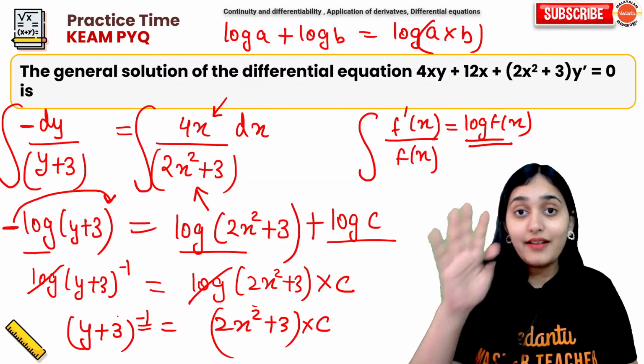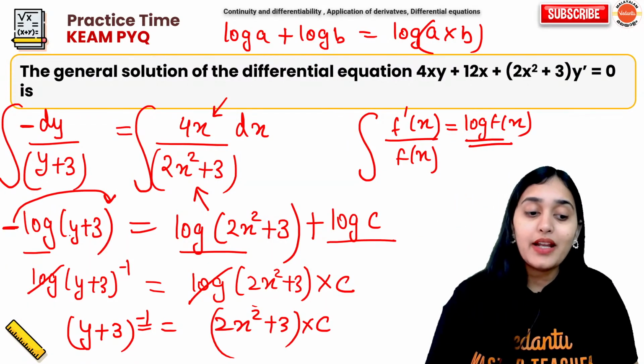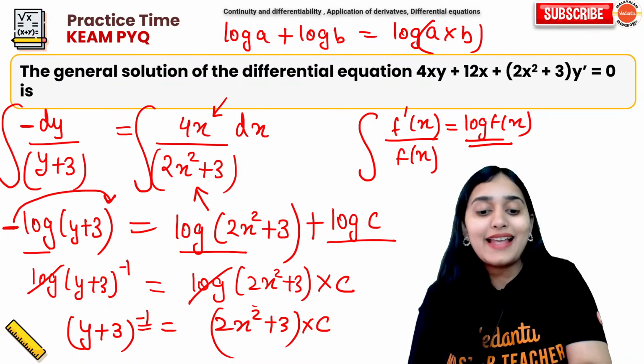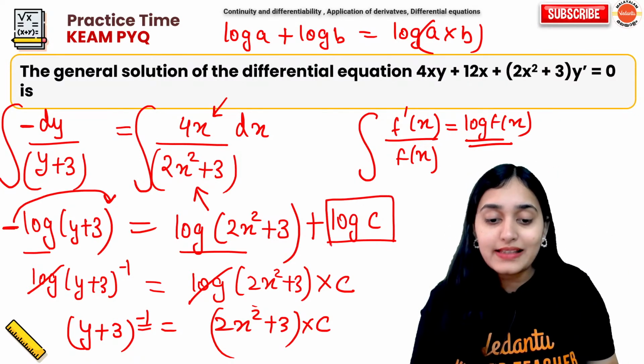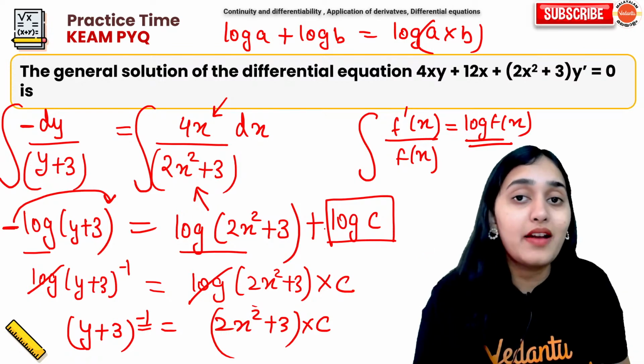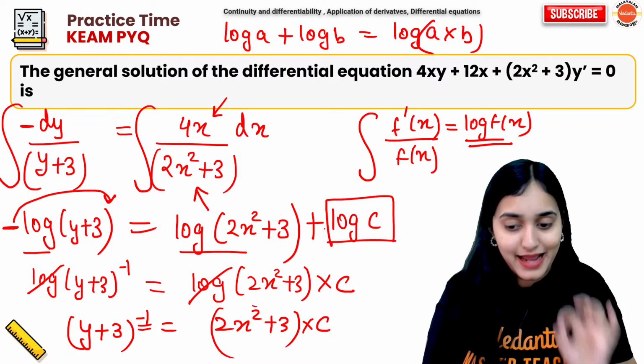Okay. Now this is a trick that you learned, that whenever you are getting log function on both the sides, apply log c. Write log of the constant. Don't simply write the constant as it is.